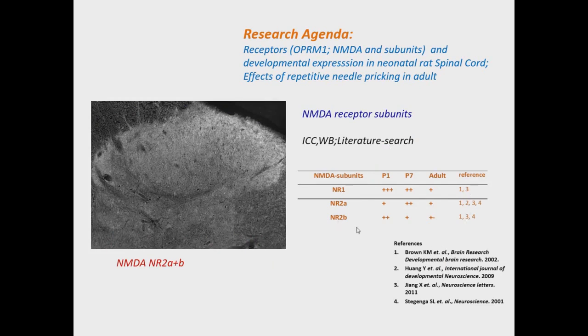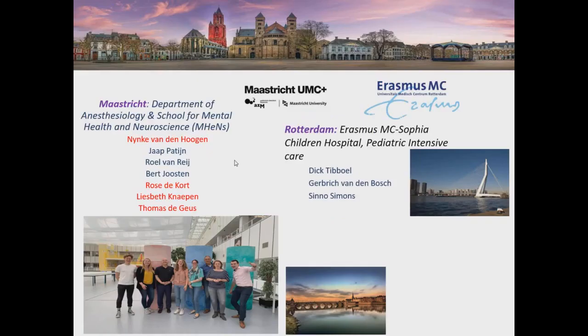We are summarizing the literature. We are doing some stainings, immunocytochemically, Western blotting, and this is an example of an antibody staining with the 2A and the 2B, and you see this staining is also located in the dorsal horn of the spinal cord, so again related to the nociceptive pathway. Okay, that is the future, how to proceed, and our agenda.